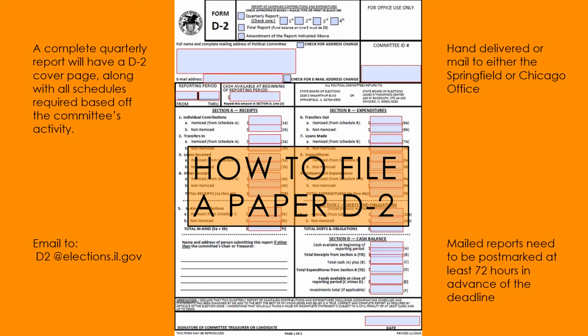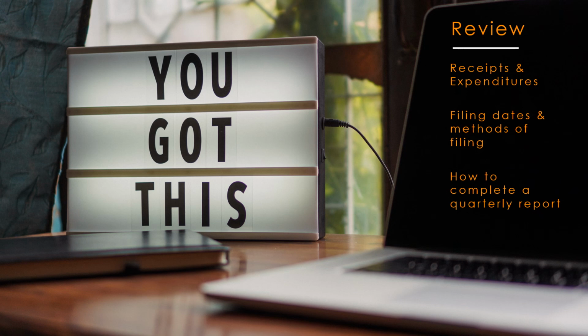To review, in this lesson we have covered all the information required to file a D2. This includes various information on receipts and expenditures, methods of filing a D2, and finally how to complete a paper D2. For more information, please see our other campaign disclosure tutorials and publications, or contact campaign disclosure staff in either our Springfield or Chicago offices.